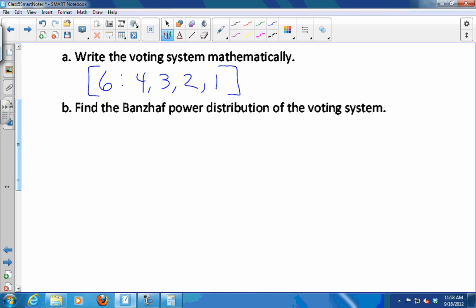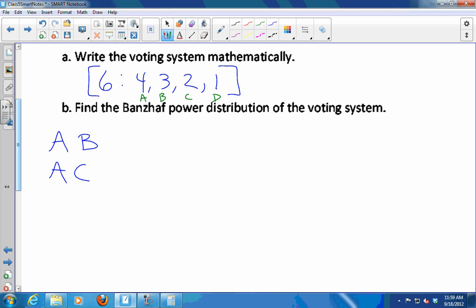So to find the Banzhaf power distribution, I have to come up with all the winning coalitions. So let's call these A, B, C, and D. So who can team up? Let's just do all the 2-player coalitions first. What 2 players can team up to get at least 6 votes? A and B. Anyone else? A and C. For 2 players, any other sets of 2 players that can get the quota?